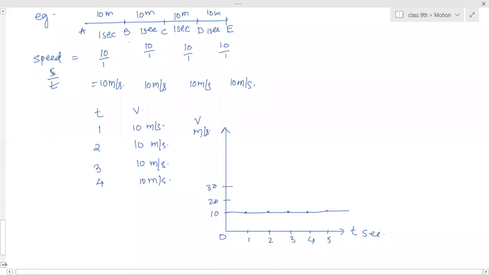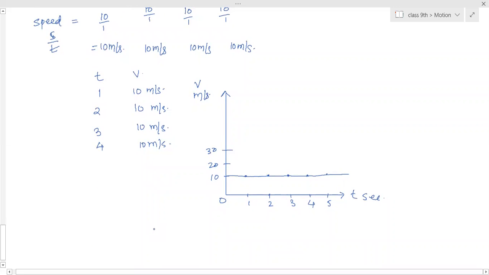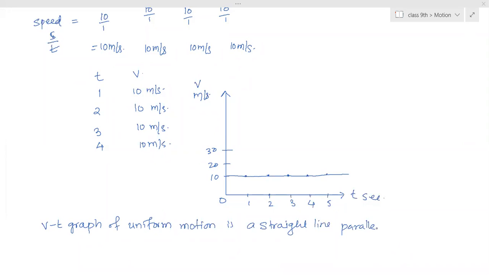So when the object is moving with uniform motion, the speed-time graph will always be a straight line parallel to the x-axis, that is, the time axis. So the VT graph of uniform motion is a straight line parallel to the time axis.